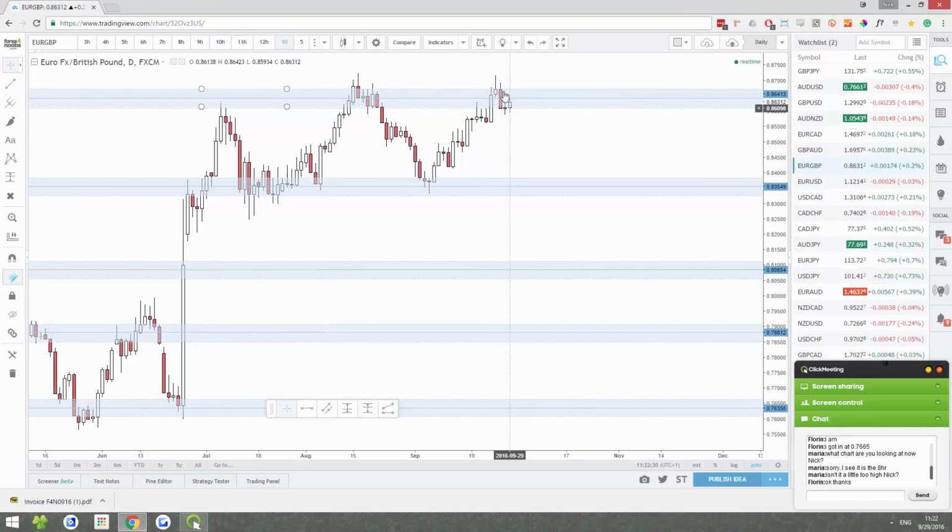EURGBP looked like it was going to reverse a few days back. Now it's just kind of stalling. I mean, it's not necessarily a bad thing. It might just be taking its time. If we look to the left, last time it did something similar. It pushed down, then it came back up, then it eventually went down.